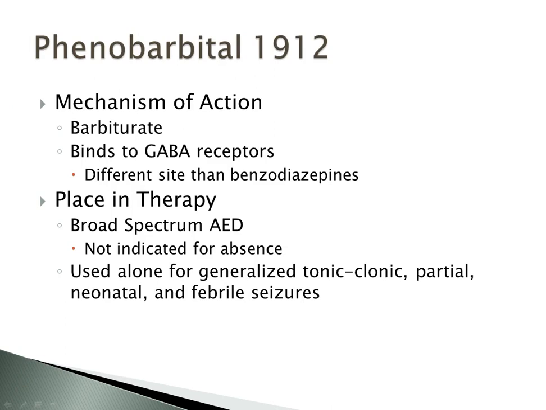So if we're starting from one of the oldest drugs we have, in 1912, phenobarbital became available. Its mechanism: it is a barbiturate. It binds to GABA receptors, so it works on the inhibitory pathway. And it does work on a different site than benzodiazepines.